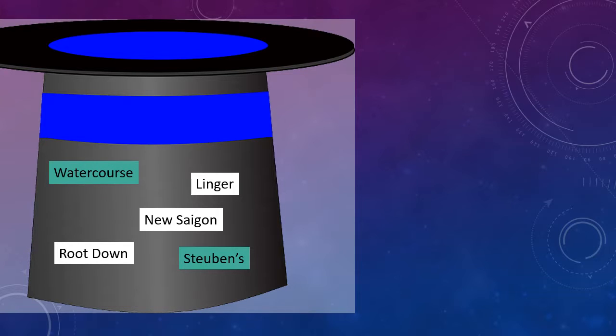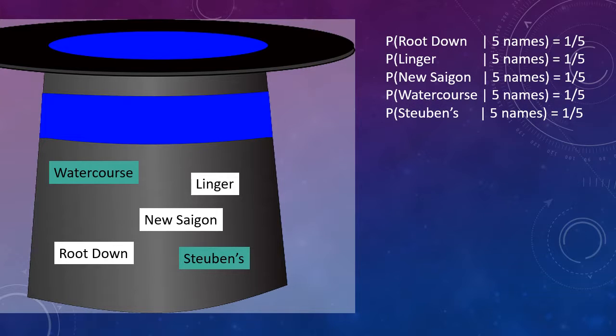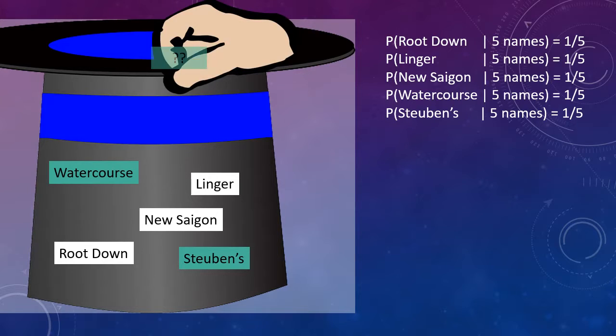Before pulling out a name from the hat, since you don't have any reason to believe that one name will be more plausible than another, the 5 outcomes follow a uniform probability distribution. That is, the probability of Root Down, given that there are 5 names in the hat, is the same as the probability of Watercourse, given that there are 5 names in the hat, and so forth. They're all 1/5. But, just as your friend is pulling the winning slip of paper from the hat, you happen to catch a glimpse that the paper was green.